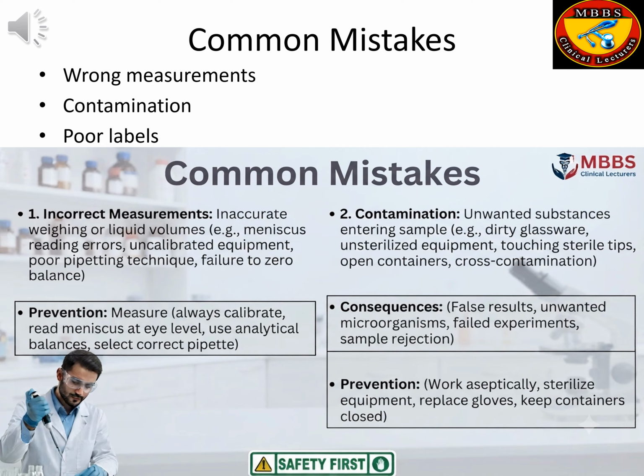Ways to avoid laboratory mistakes. Read SOP before starting. Check calculations twice. Label everything immediately. Maintain a clean workspace. Use calibrated instruments. Record observations promptly. Ask for guidance if uncertain.